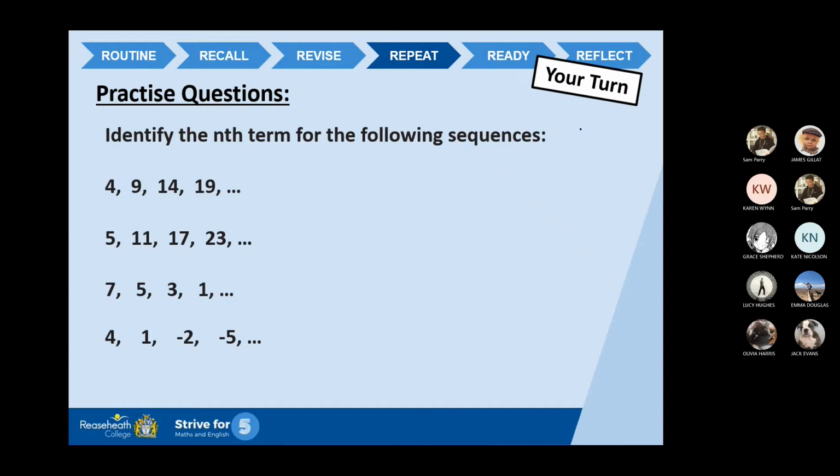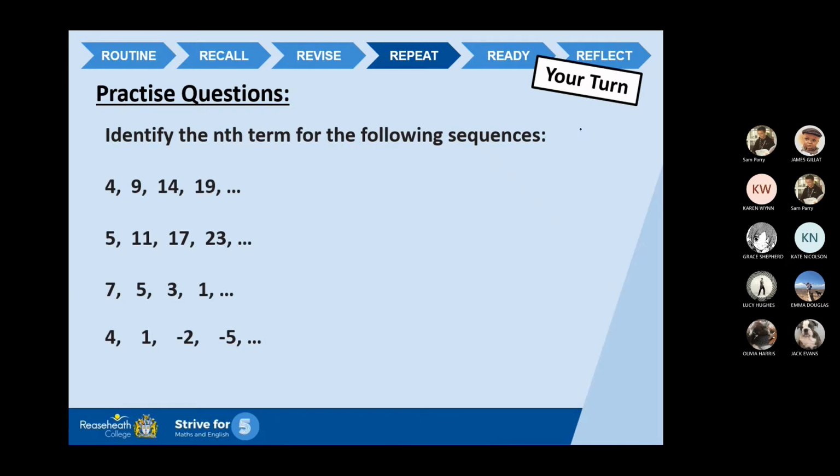Right, guys, I'm just looking down now. Looks like you guys are just finishing off C and moving on to question D. So C and D, they are the tricky ones. Give them a go. This is the opportunity to practice, make mistakes, learn from those mistakes.